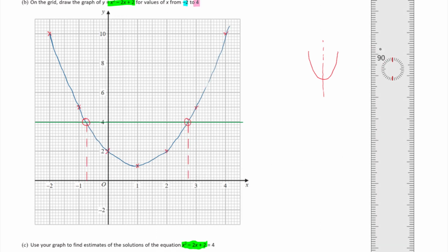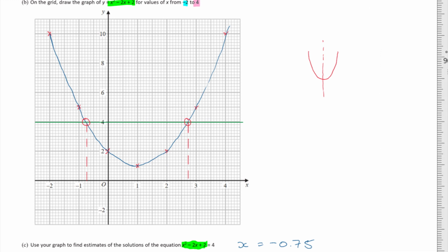So you can see the one on the left is kind of between -0.7 and -0.8. So I'm going to say it's -0.75. So x equals -0.75 is one solution. And on the other end, I think that one is at 2.7. So that is my other one, or x equals 2.7. So they're my two solutions then.